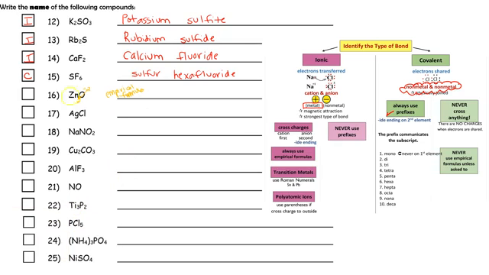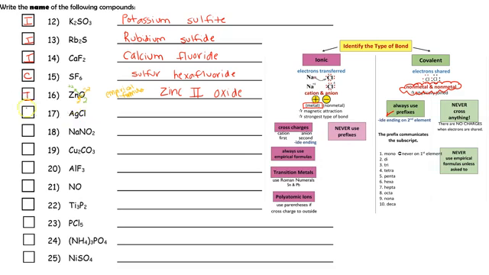So to do that, if this subscript got reduced from a 2 down to a 1, then this subscript also got reduced by the same factor. So when I go to uncross that charge for zinc, zinc used to be a Roman numeral of 2 or a charge of 2. So I'm going to write zinc, Roman numeral 2, and then oxygen with an -ide suffix, oxide.